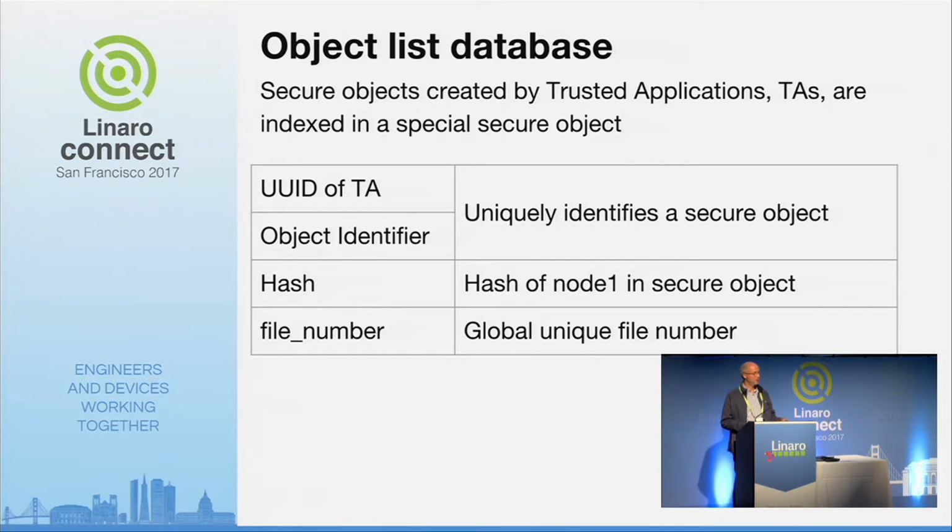And then we have the hash of node 1, which is the one that represents the integrity of the entire secure object. And then we also have a file number that is just a unique number used in the normal world file system. An advantage with this is that the normal world can't really see which file this is, which TA it could belong to, etc. So it hides some information there also. That's good.